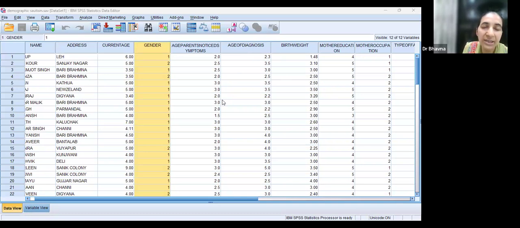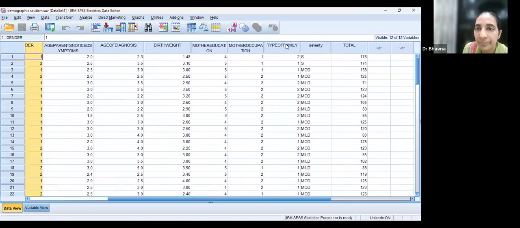Whenever you have any data, it is very important. Students don't know what is an Excel sheet, how to code data in an Excel sheet. If you have gone through these screens with interest, name is written. These are all variables. And these are what? Essentially, these are demographic variables. Address, age, gender, age of diagnosis, birth weight, mother's education, occupation, type of family. See, we'll talk about type of family here. This is coded 1, 2, and 3.